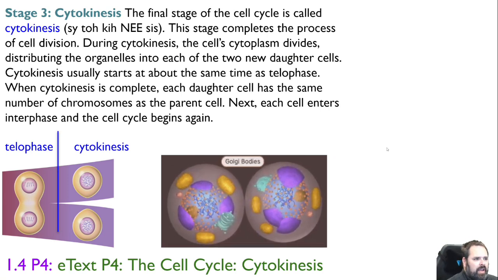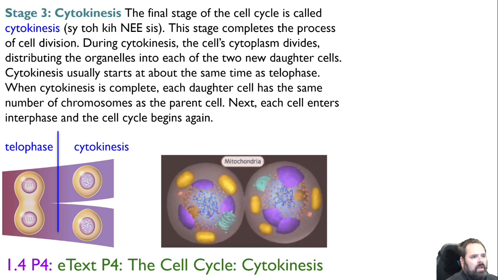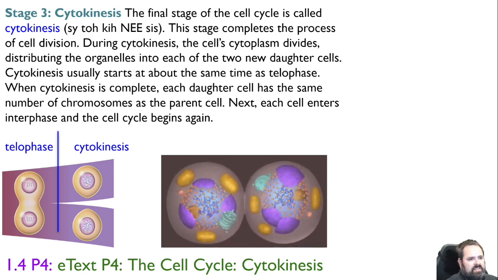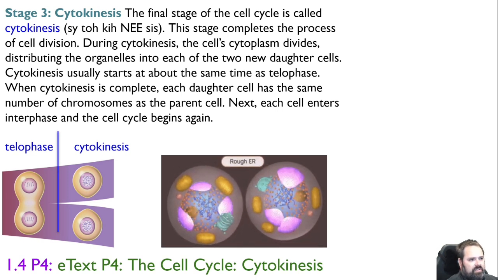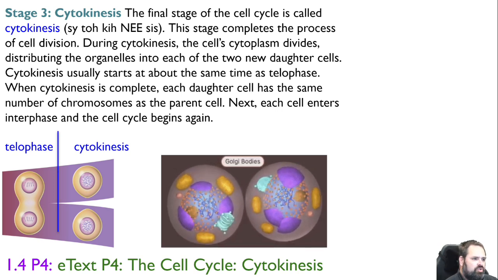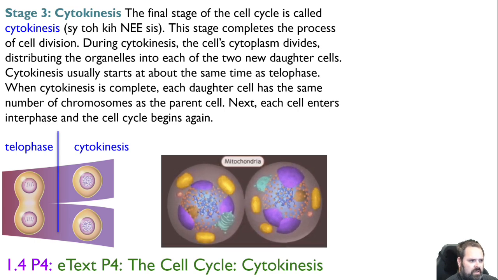Stage 3, the final stage of cytokinesis. This is part 4. Okay? The final stage of the cell cycle is called cytokinesis. This stage completes the process of cell division. During cytokinesis, the cell's cytoplasm divides, distributing the organelles into each of the 2 new daughter cells.